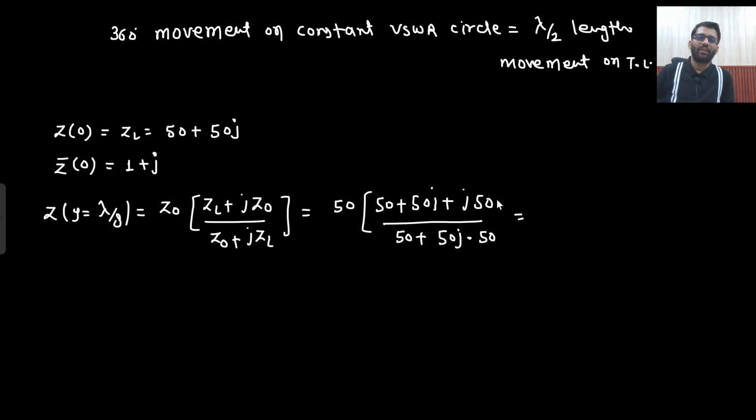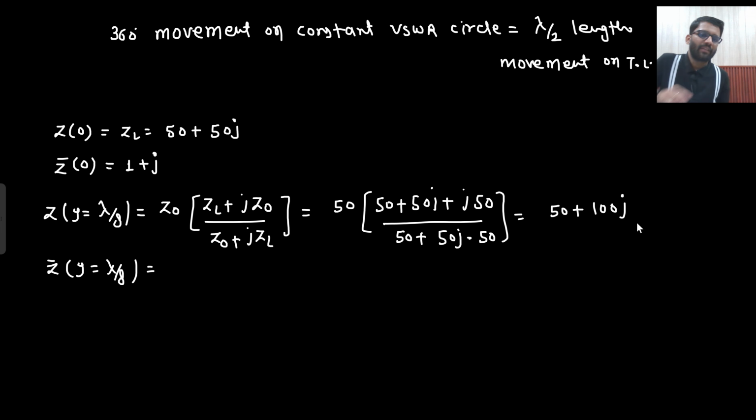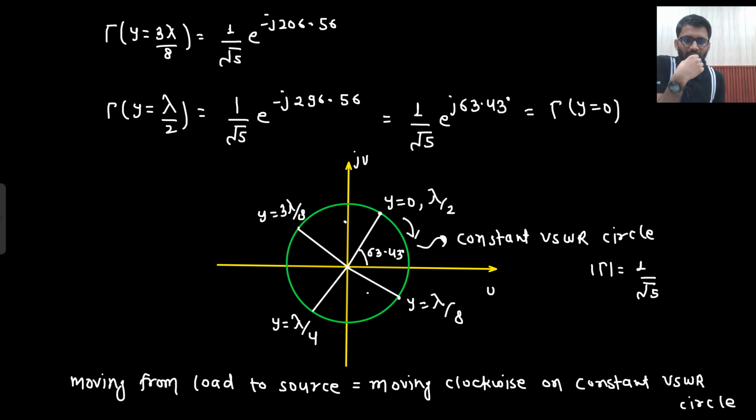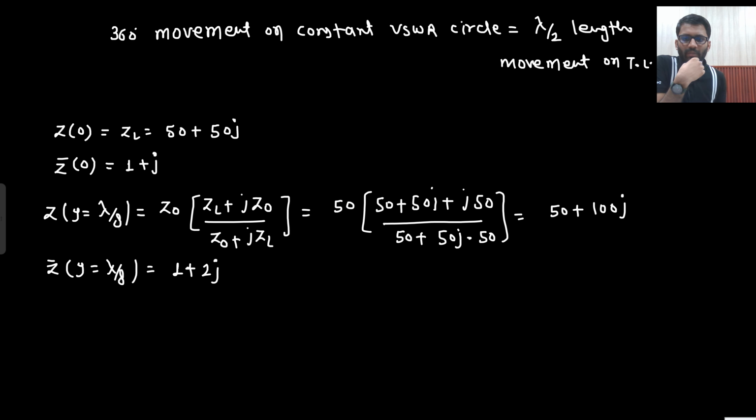So from here if you solve it, 50 get cancelled, here you are getting 50 plus 100J, right? And if you need to calculate normalized, again here also you will get a very interesting thing. If you need to calculate normalized, that means you are getting 1 plus 2J at lambda by 8 distance. At lambda by 8 we are getting 1 plus 2J.